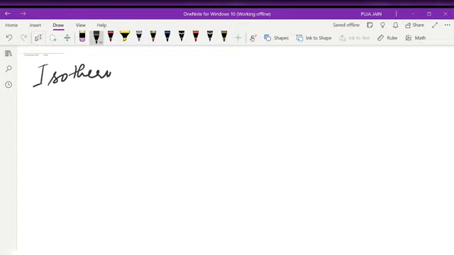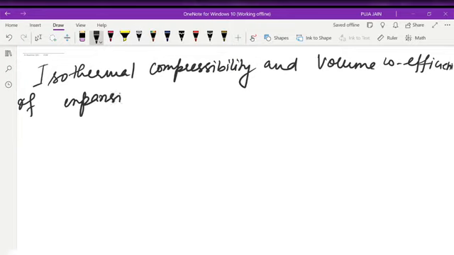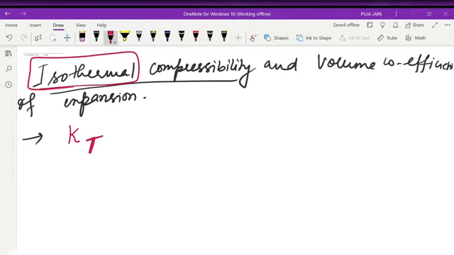Isothermal compressibility and volume coefficient of expansion. So what is isothermal compressibility? Isothermal compressibility is defined as KT. Isothermal means, you understood, temperature is constant, so we write T in the subscript. This is 1 by beta. Now you will ask what is beta? Beta is the bulk modulus. How do we define bulk modulus?